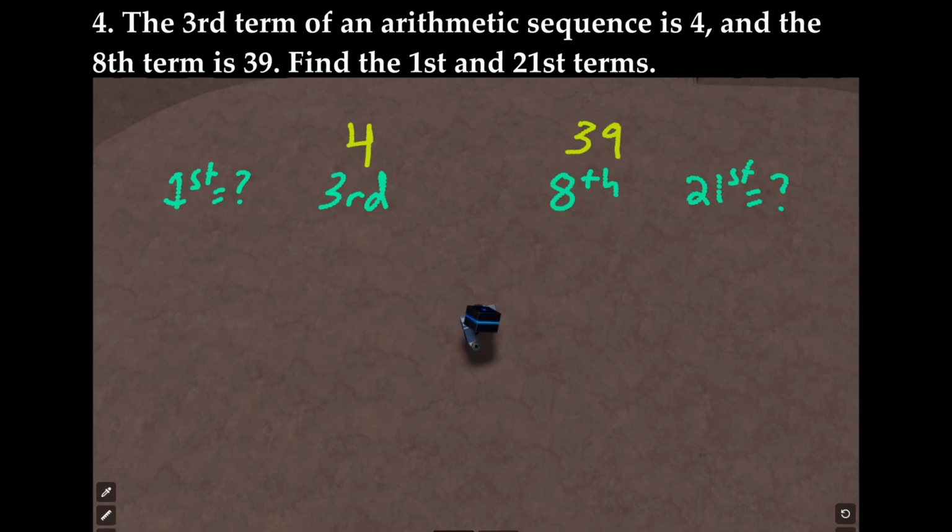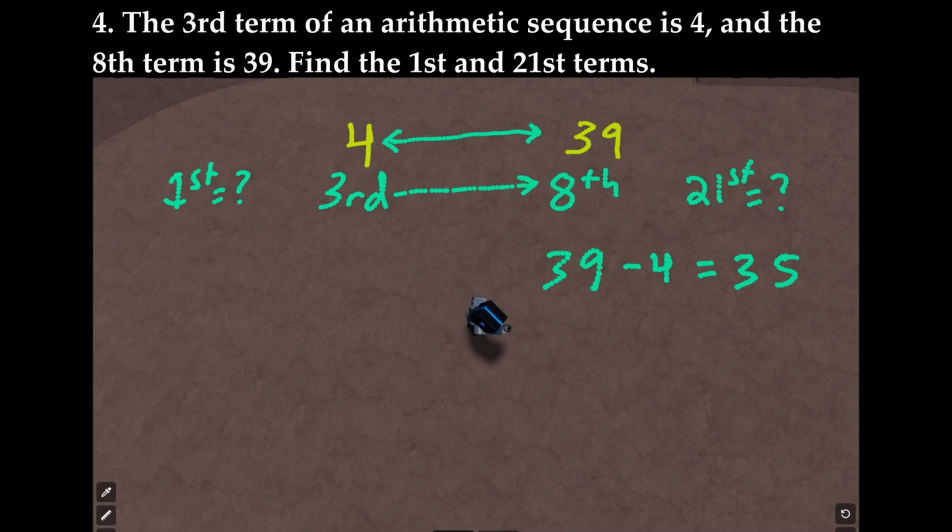The first thing we're going to do is find the difference between 4 and 39. How far apart are those two numbers? Well, if we do 39 minus 4, those numbers are 35 units apart. And then now, when you go from the third term to the 8th term, how many terms were in between those? Or how many times were we adding our common difference between the third term and the 8th term?